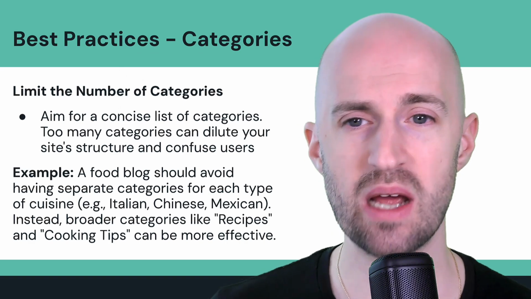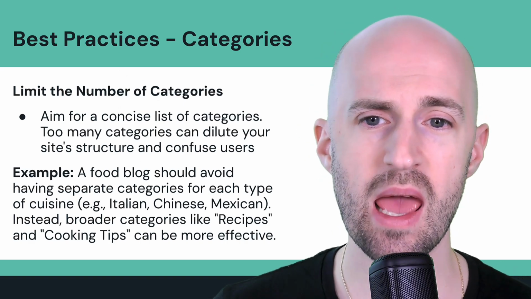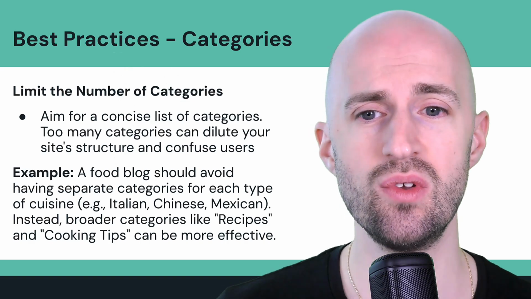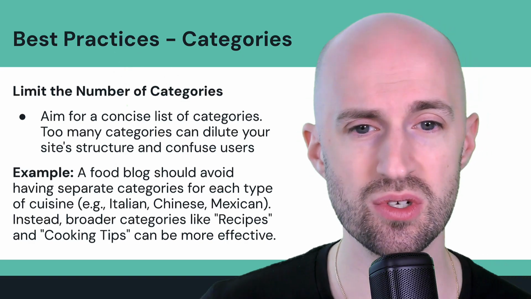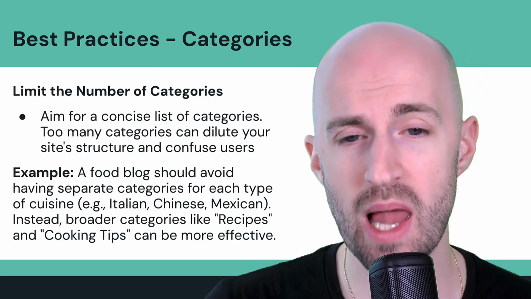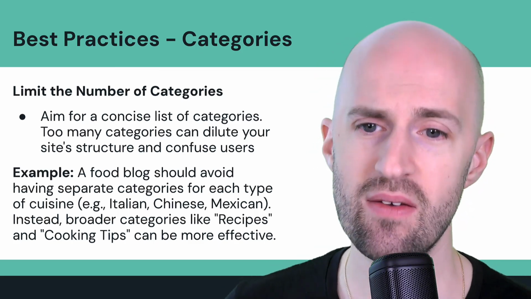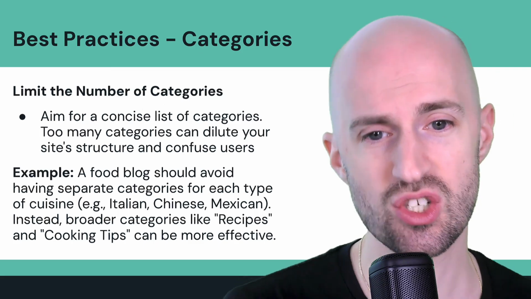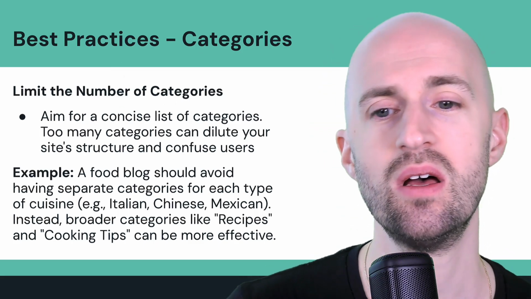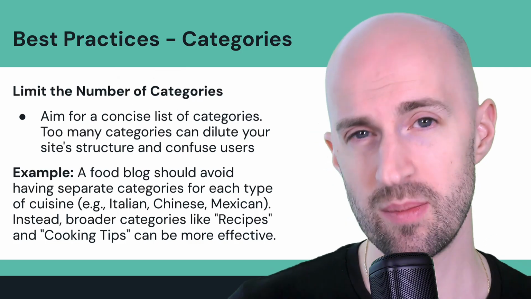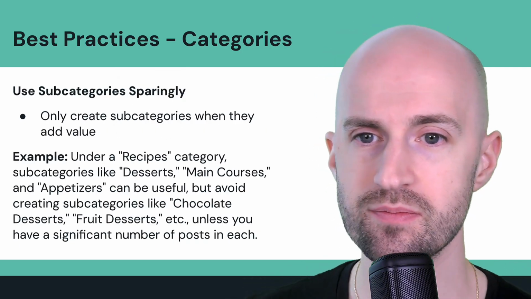So this is now best practices for categories. You want to aim for a concise list of categories. Too many of them can dilute your site structure and confuse users where to actually navigate to. For example, a food blog should avoid having separate categories for each type of cuisine. For example, Italian, Chinese, Mexican, etc. Instead, broader categories like recipes or cooking tips can be a lot more effective.